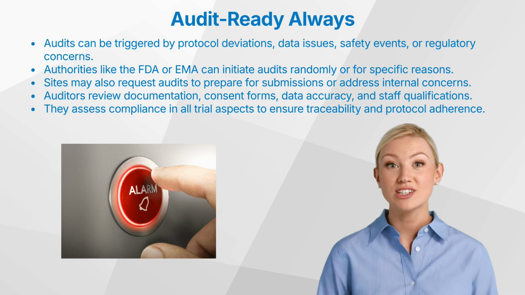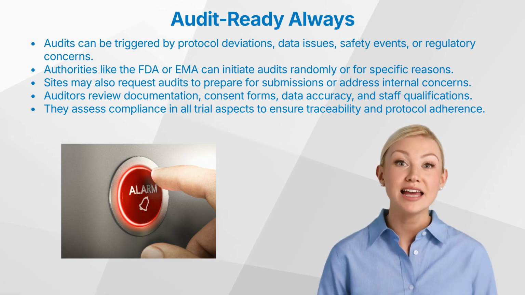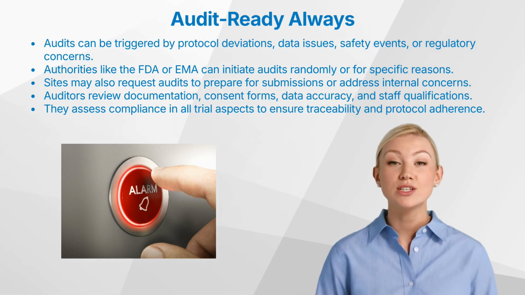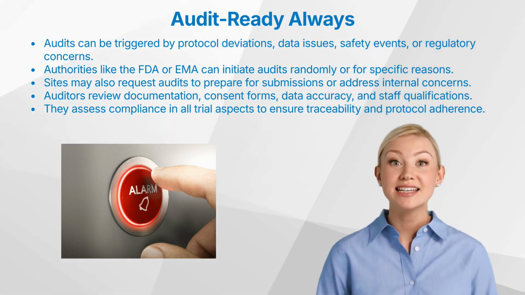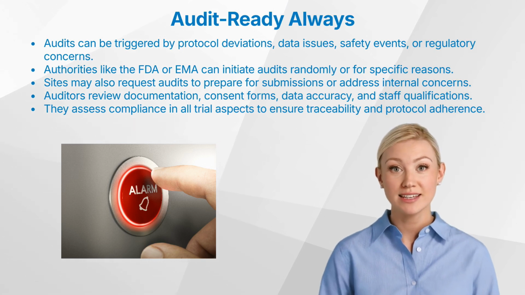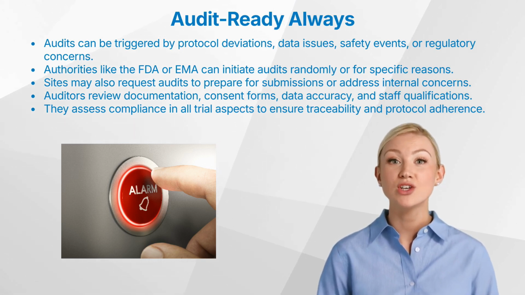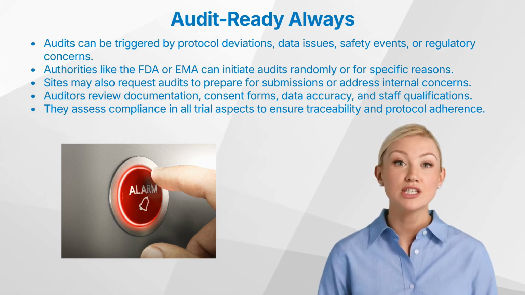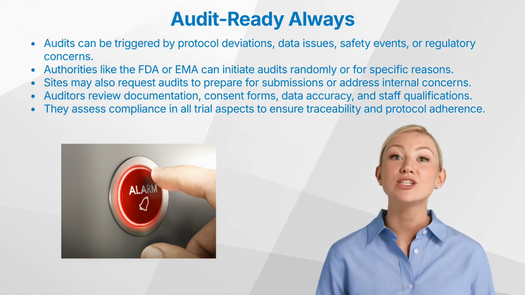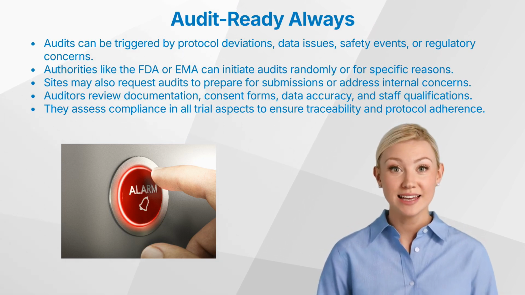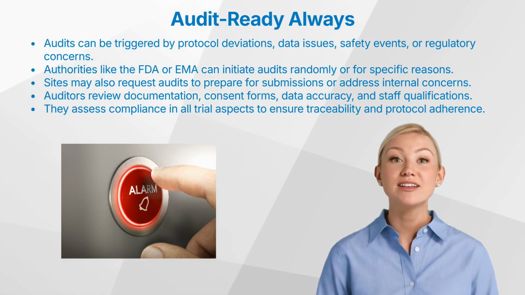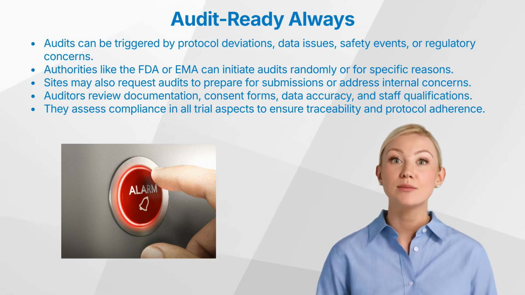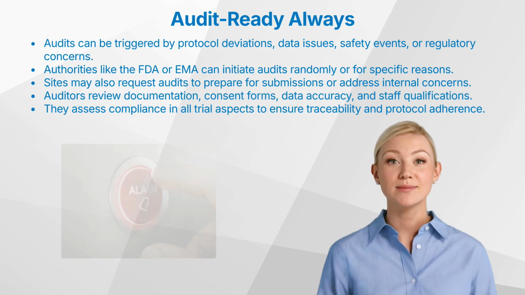Now, when an audit happens, what are the auditors actually reviewing? It starts with documentation. Is the investigator site file complete and up to date? Are all informed consent forms properly signed and dated? They'll verify source data against case report forms, check staff qualifications and GCP training certificates, and look at how investigational products are stored and documented. They'll also assess how adverse events are handled, whether procedures are followed as per protocol, and how biological samples are labeled, transported, and analyzed. In short, auditors are looking for evidence that every aspect of the study was conducted correctly, and that every decision can be traced and justified.